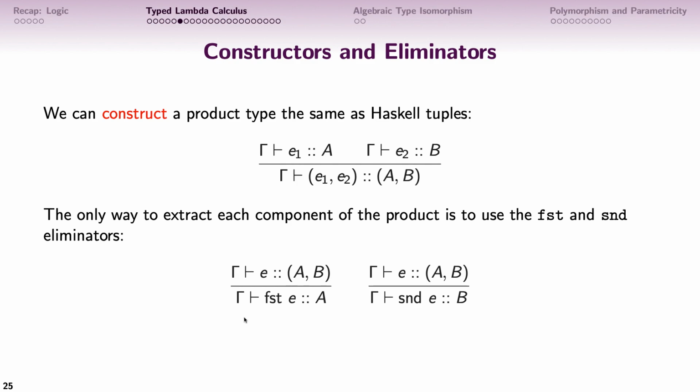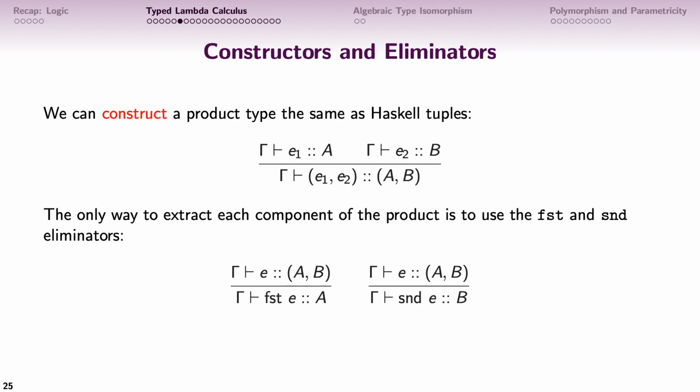And then if I apply first to a tuple of A and B, then I get A. And if I apply second to a tuple of A and B, then I get B. So some of you may have already noticed that these rules look a little bit familiar, and we'll come to why that is in a moment. But first I want to introduce a few more building blocks to our types.